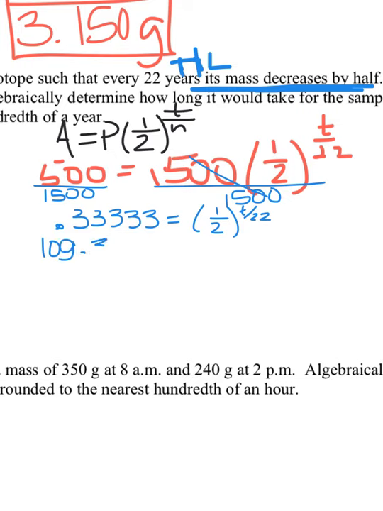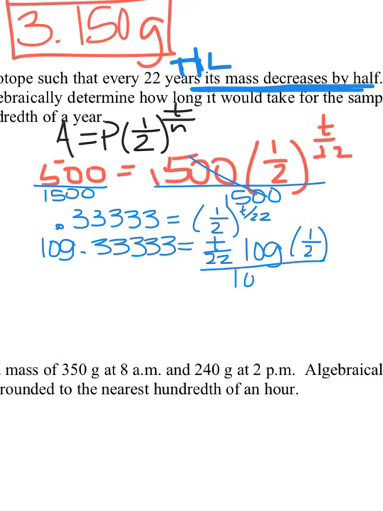So log of 0.3 repeating equals the exponent, time divided by 22, which can go in front of the log of 1/2. The exponent goes in front of the log. It's not just x anymore, it's t over 22. It's the same rule, it just looks a little bit more confusing. Divide both sides by the log of 1/2.